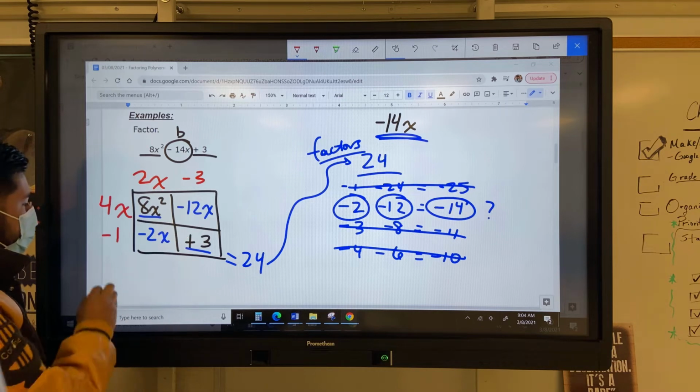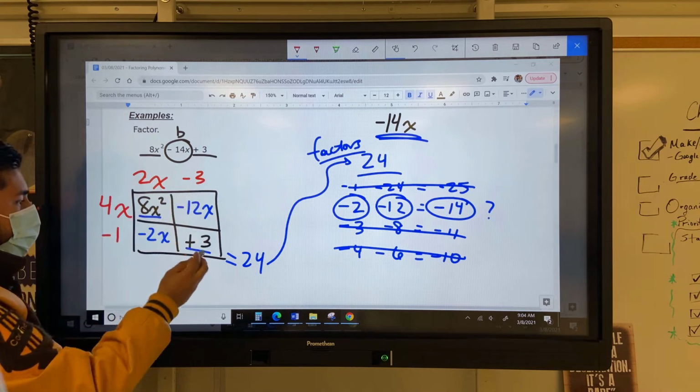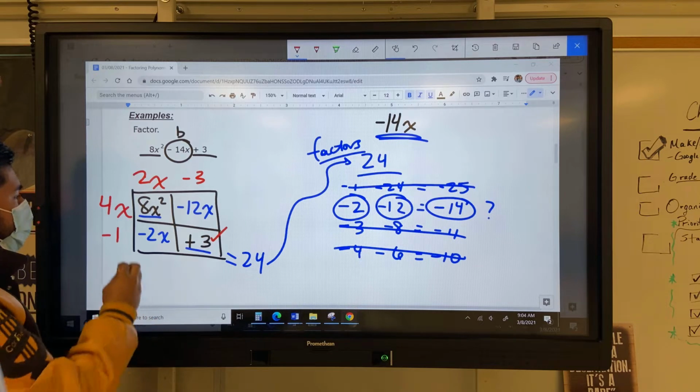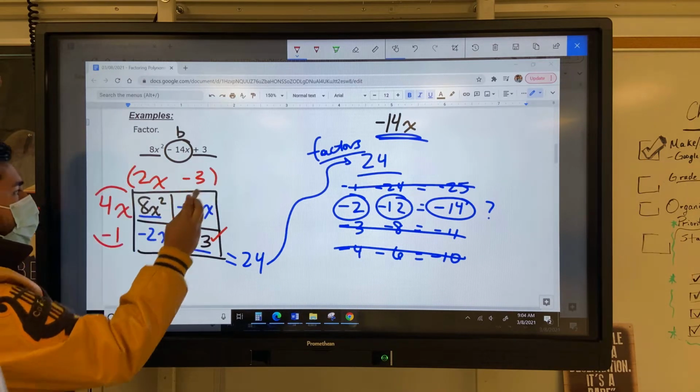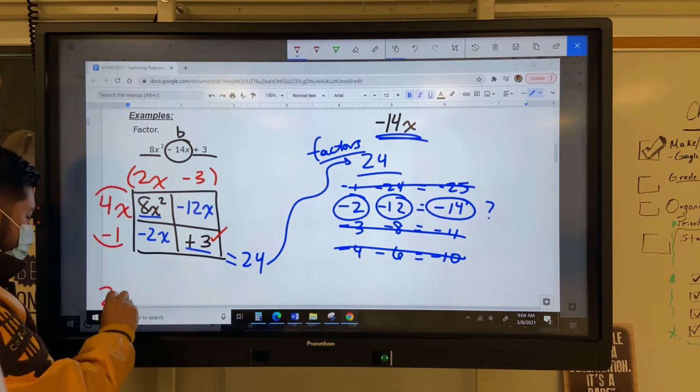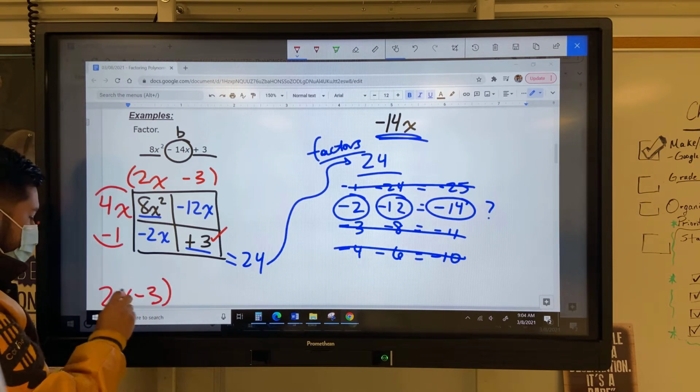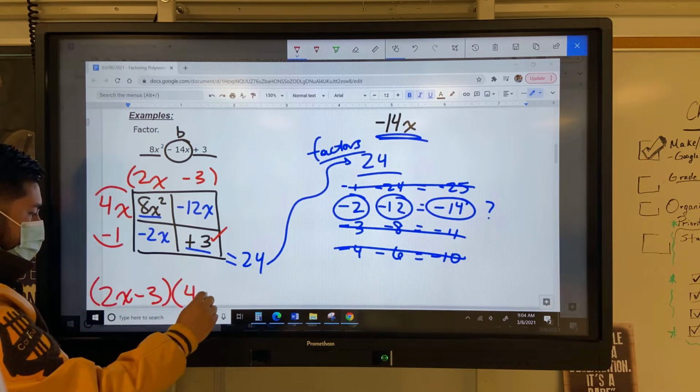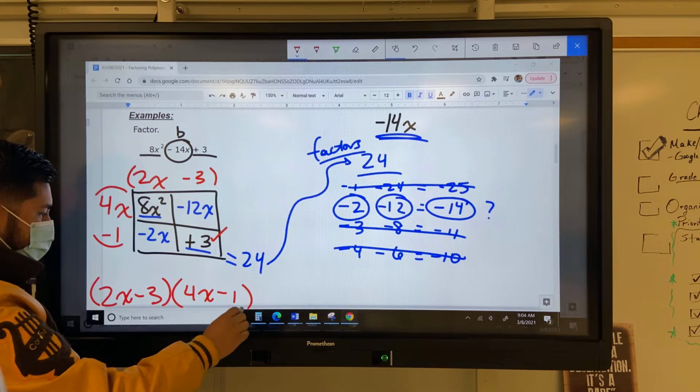How do we double check that? What's negative 1 times negative 3? Positive 3, so check mark. There's my answer. We have 2x minus 3 and then 4x minus 1.